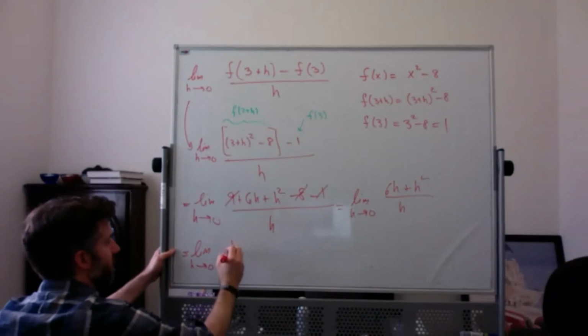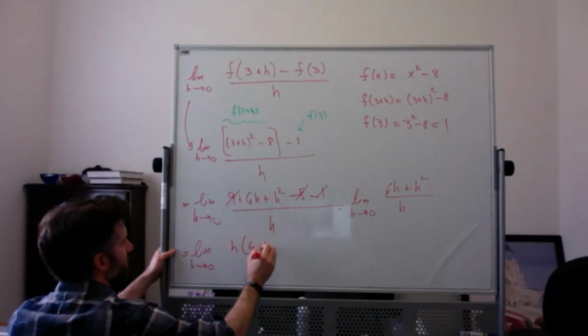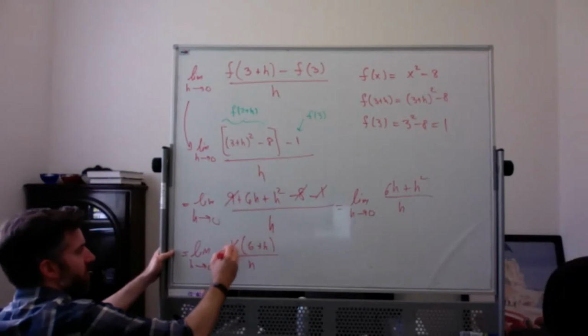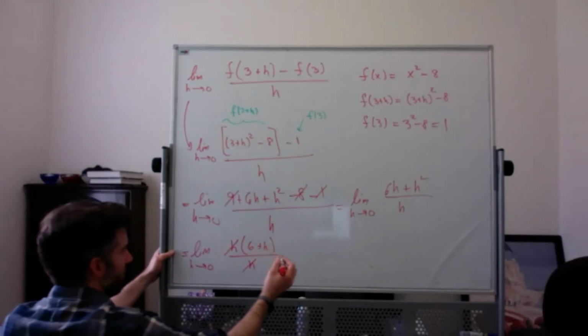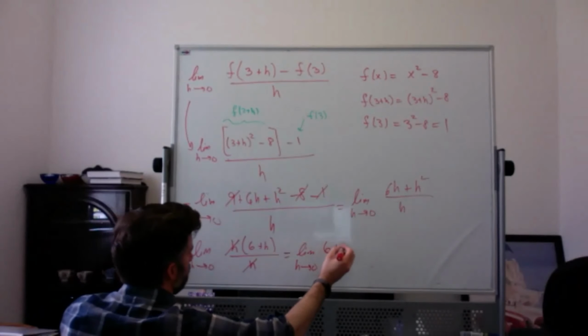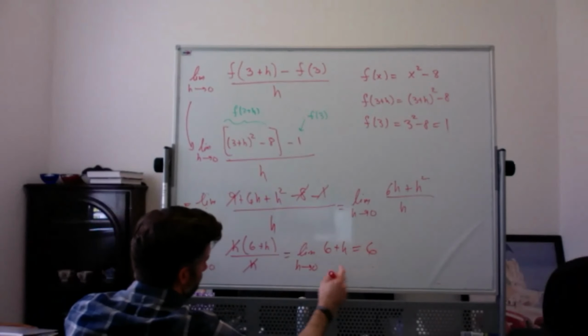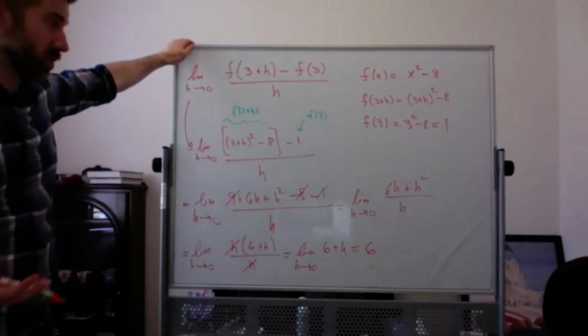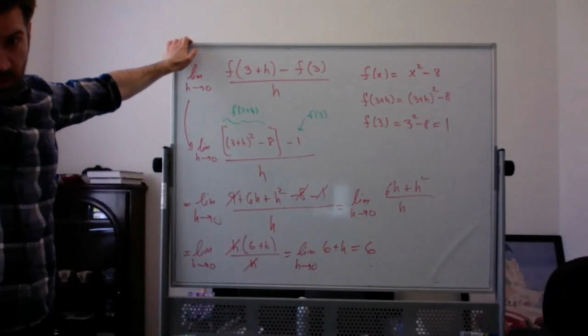I can factor an h in the top. You can also just think of dividing each thing by h. I factor an h in the top, those h's cancel, so I'm left with 6 plus h. And then finally, the limit as h goes to 0 of 6 plus h is just equal to 6, because it's 6 plus 0.